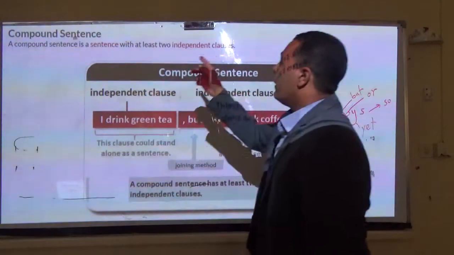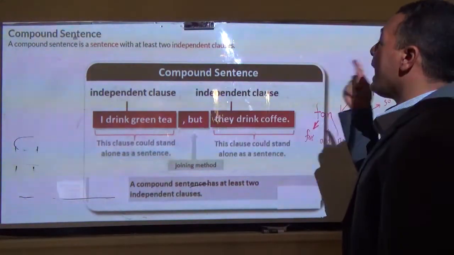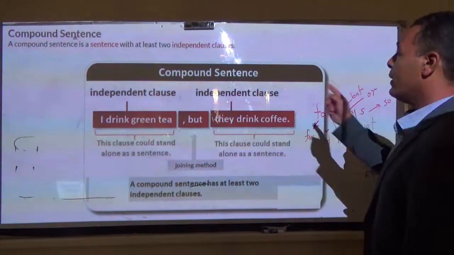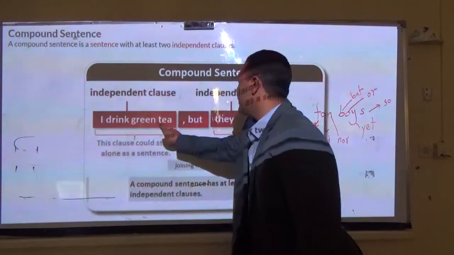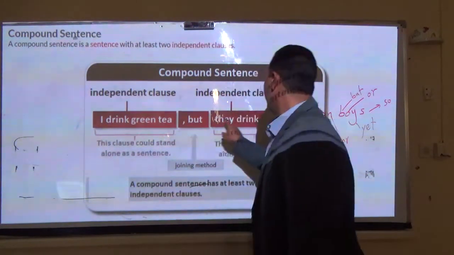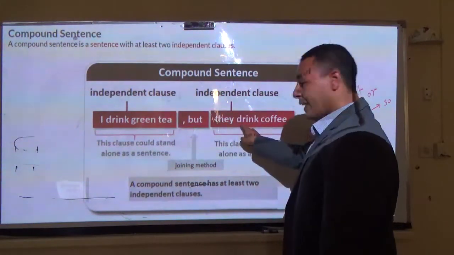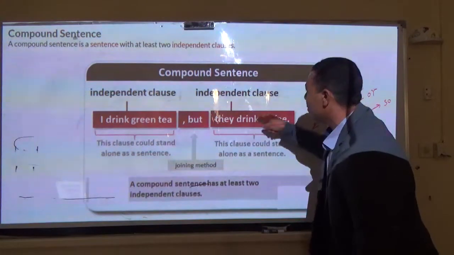Here, it defines a compound sentence again. A compound sentence is a sentence with at least two independent clauses. Look at this sentence: I drink green tea. Can it stand alone, this sentence? Yes, it can. They drink coffee. Can it stand alone? Yes. So therefore we call them independent clauses.